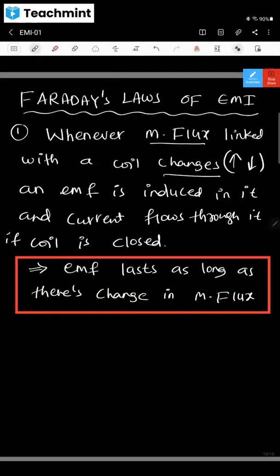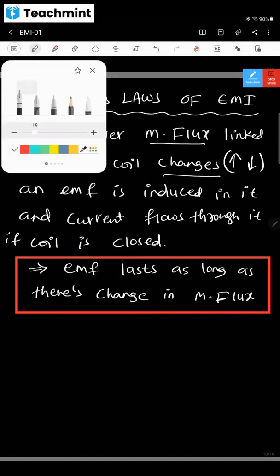It's quite simple, no, dear children? So whenever the magnetic flux linked with a coil changes, whether it increases or decreases, an EMF is induced in it, and current flows through it if the coil is closed. The EMF lasts as long as there is a change in magnetic flux. If there is a change in magnetic flux, the EMF will remain. Otherwise, it won't remain. This is the first law.